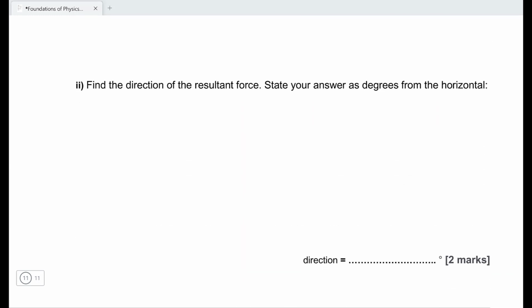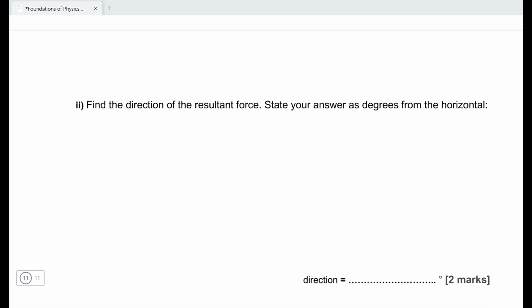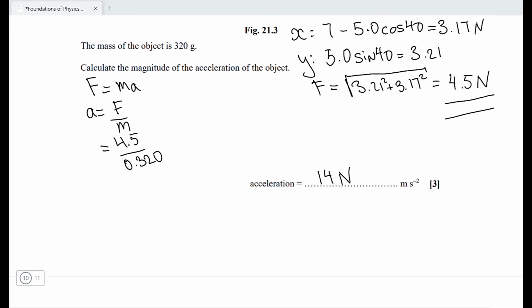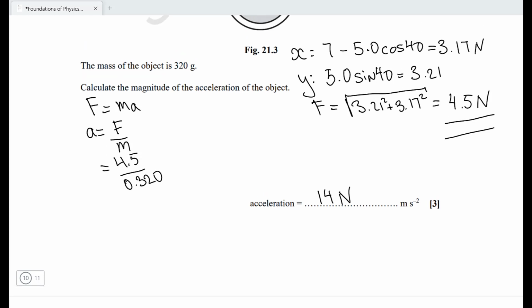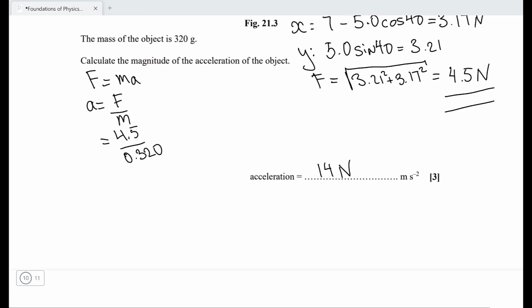Okay, find the direction of the resultant force. State your answer as degrees from the horizontal. There are two different ways. You can either use the sine theorem, or if you did it the first way, using the cosine theorem. Or if you have the individual components, you could just use the tangent of them.